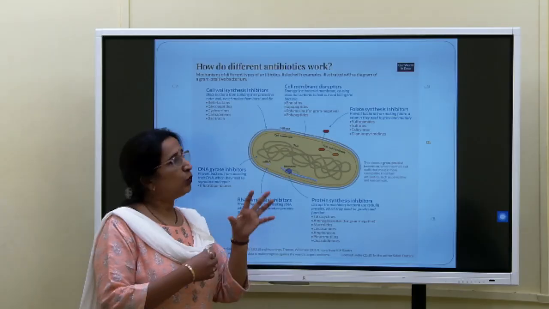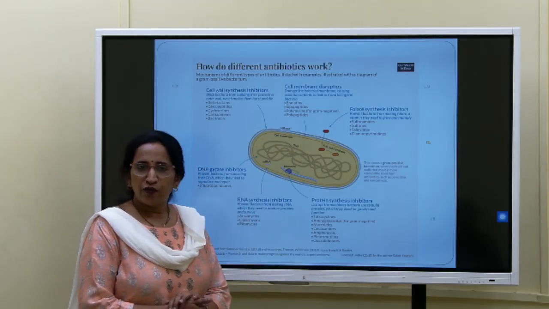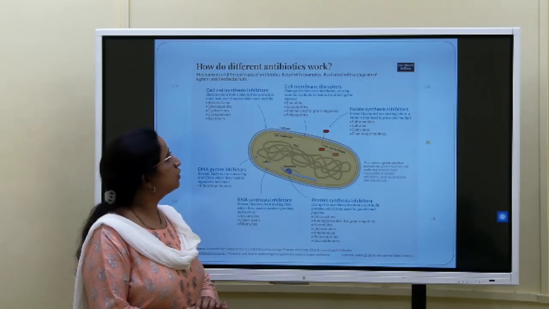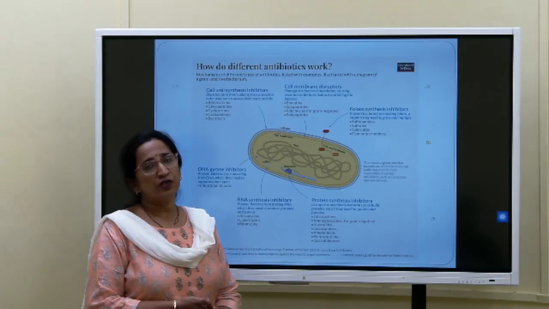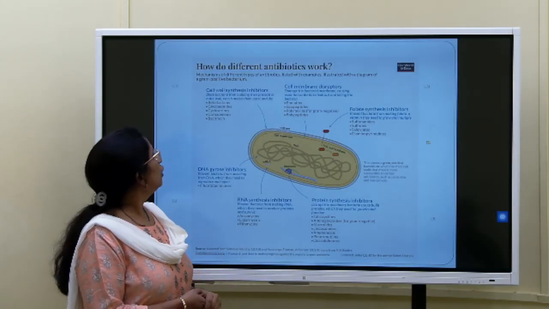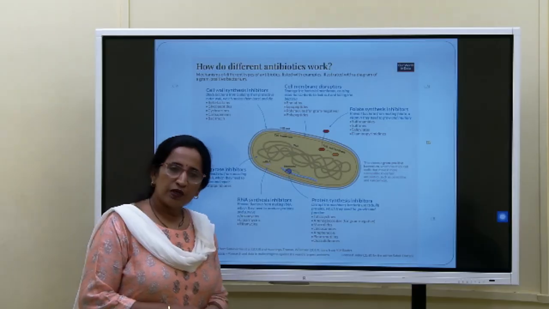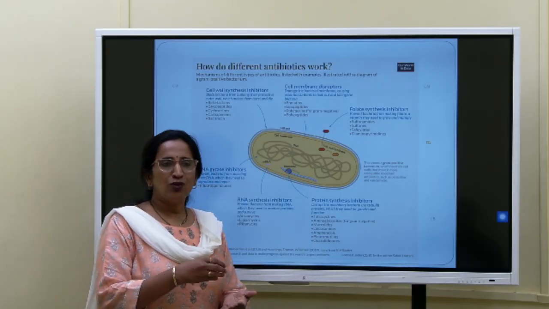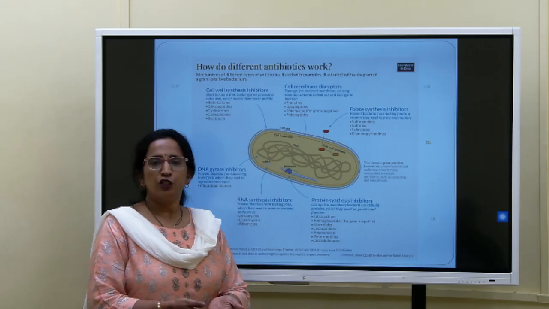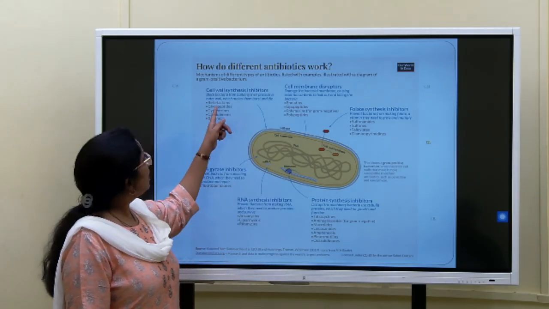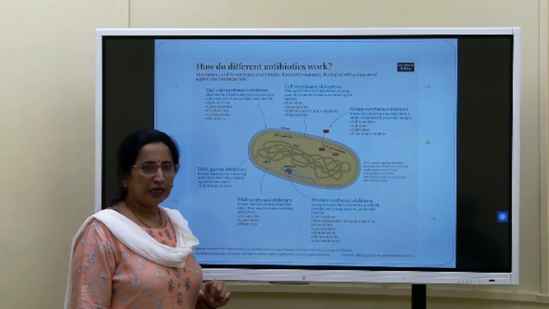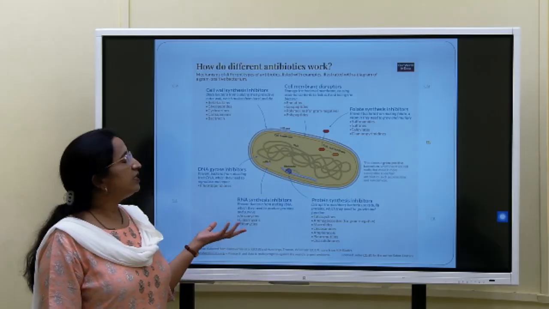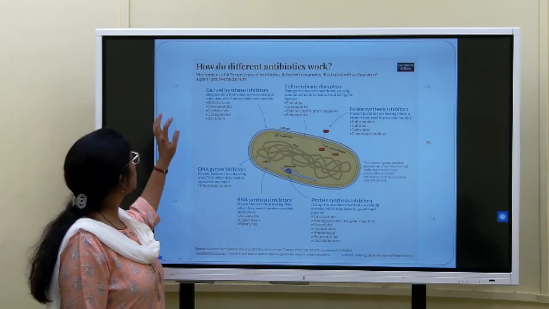So let us start with the different categories of these antibacterial agents. First are those agents which inhibit synthesis of the cell wall of the bacterium. Now we all know that the bacterial cell wall consists of peptidoglycan. So these agents prevent the synthesis of peptidoglycan. Some of the examples put up over here are the beta-lactams, the glycopeptides, cycloserine, bacitracin and others.